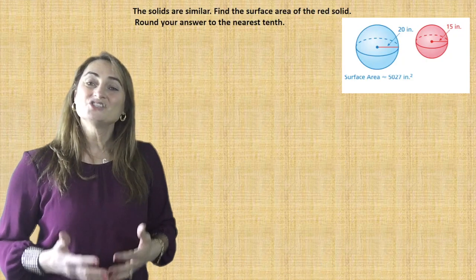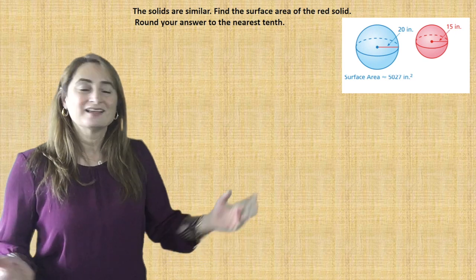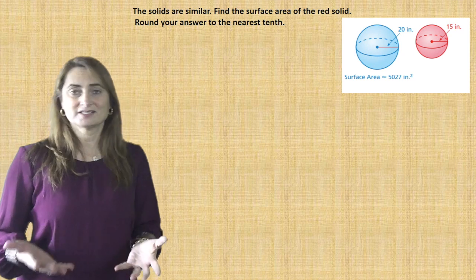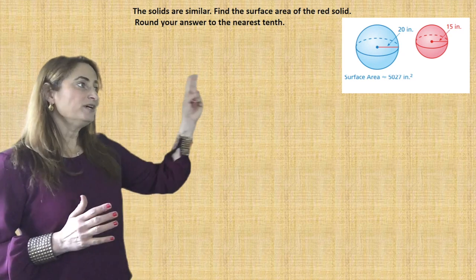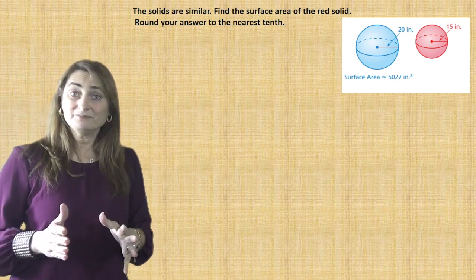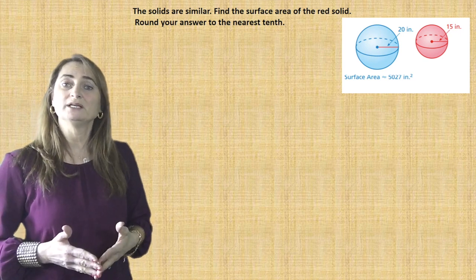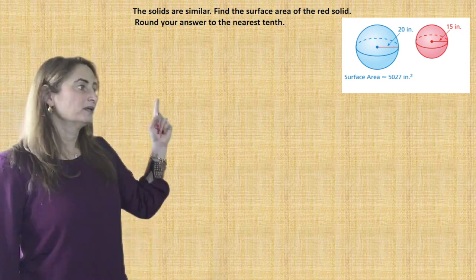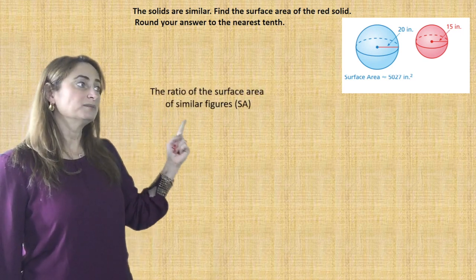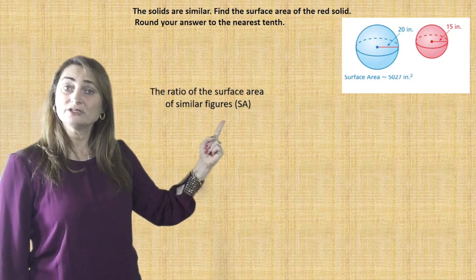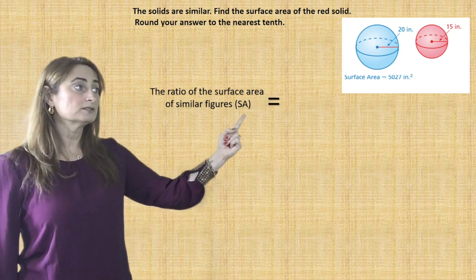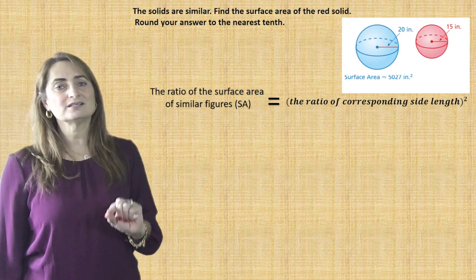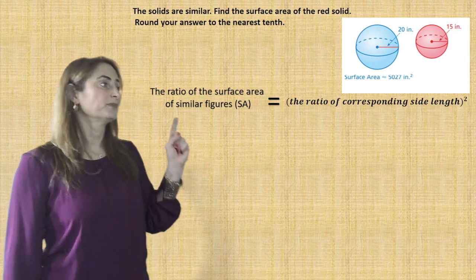How about finding the surface area of similar figures? The two spheres are similar. Find the surface area of the red solid. Round your answer to the nearest tenth. This time, I will show you the relationship between the corresponding side length and the ratio of surface area of similar figures. So the ratio of surface area of similar figures, and we use SA for surface area, equals the ratio of corresponding side length, this time squared, because the areas are always squared.